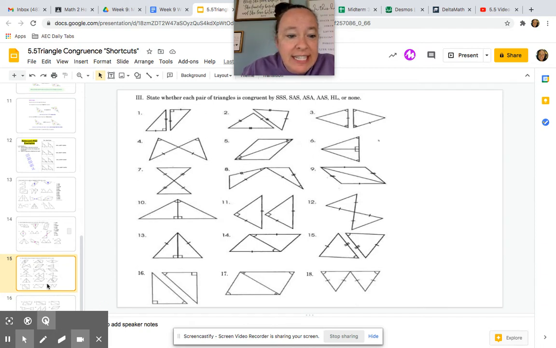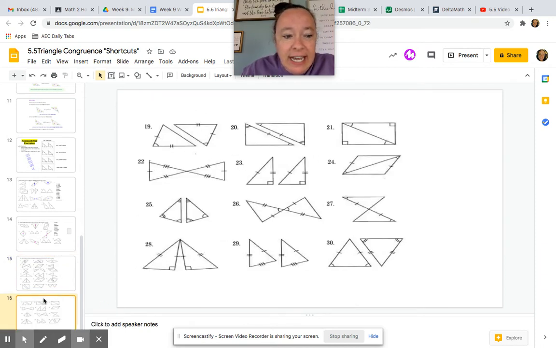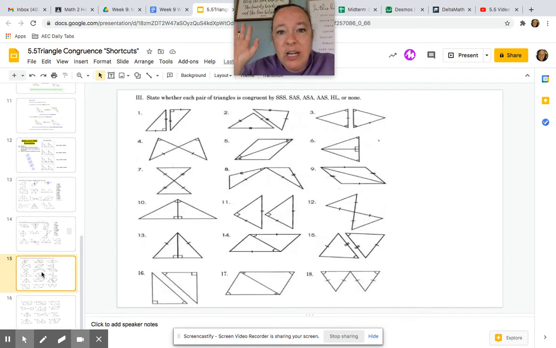But anyway, this slide 15 and this slide 16, they're your homework. It's 1 through 30. So you can go ahead and just number straight down 1 through 30 on your paper. And you are going to tell me on each of these, can you show that the triangles are congruent by side, side, side, side, angle, angle, side, HL, or none?